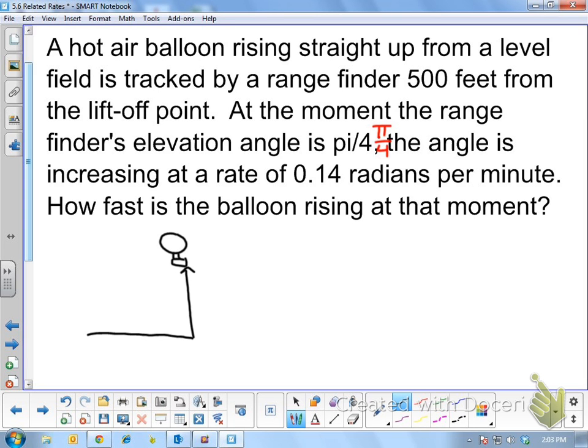And then we had a rangefinder 500 feet from the liftoff point. Where would I put the rangefinder on my picture? Over to the left. So a rangefinder is basically a little camera that's tracking. So it's looking and tracking the angle where the hot air balloon is at. So I could label a few other things. What else could I label from the information given?